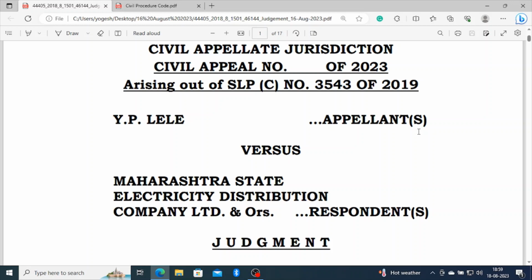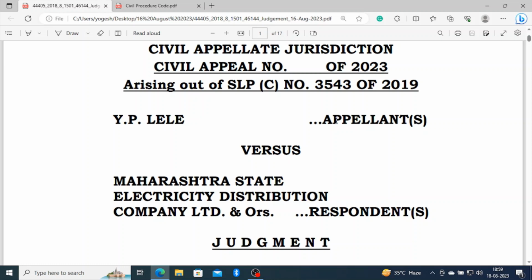trial court itself, and the respondents thereafter filed a writ petition before the Honorable High Court of Bombay. The Honorable High Court set aside the order which had allowed the application for setting aside the ex parte order. It means the decree was restored. Finally, the appellant, aggrieved by that order, filed a special leave petition before the Honorable Supreme Court of India.